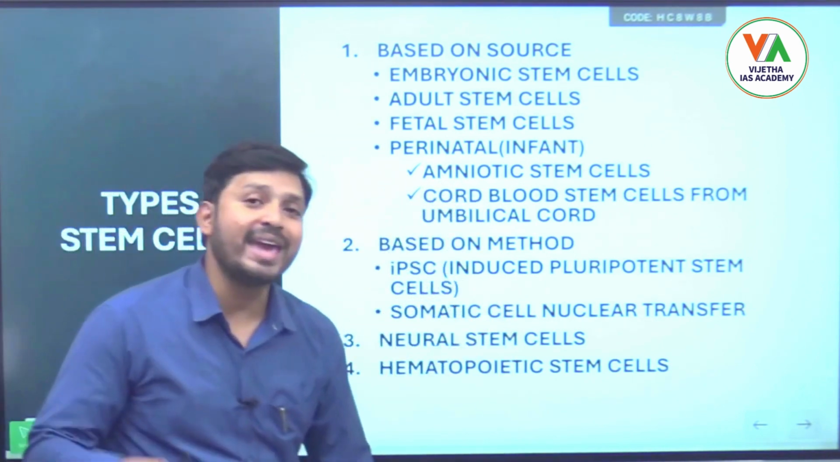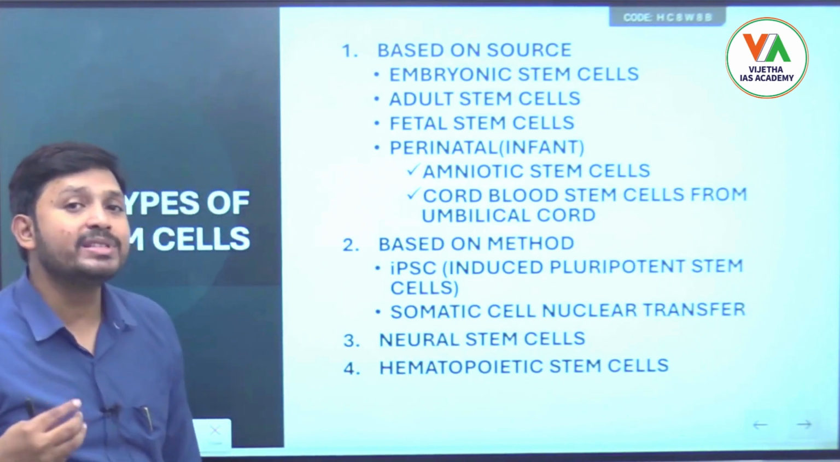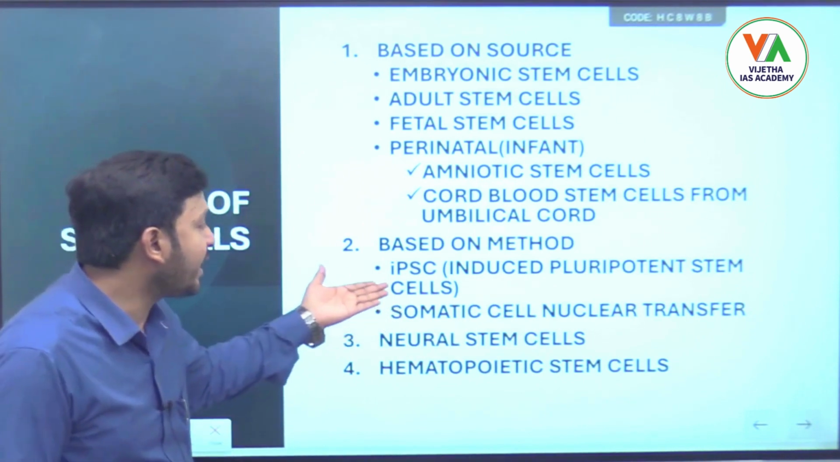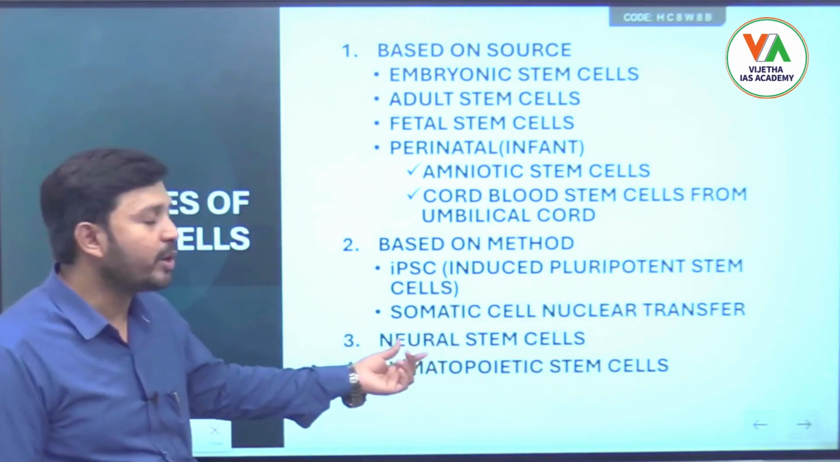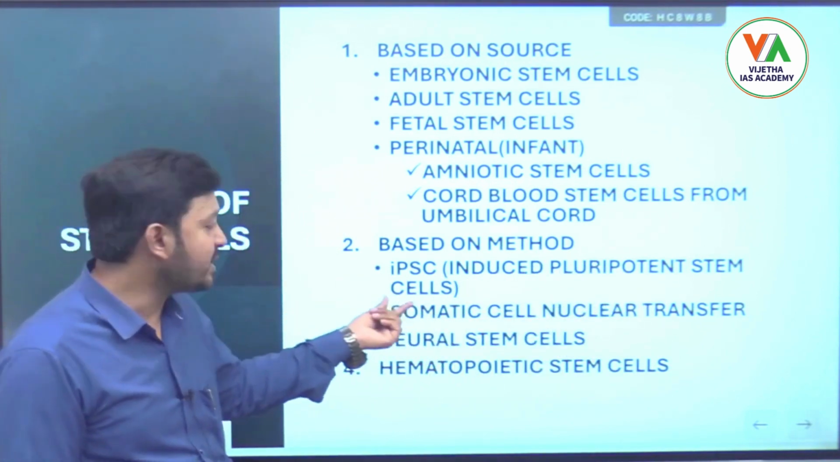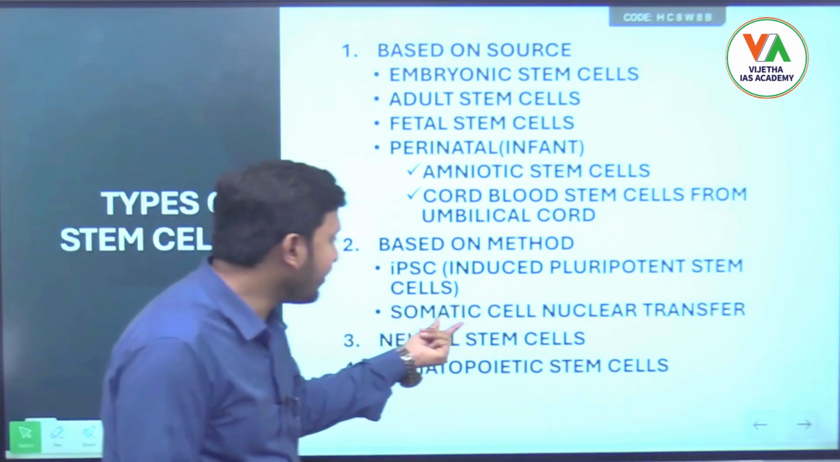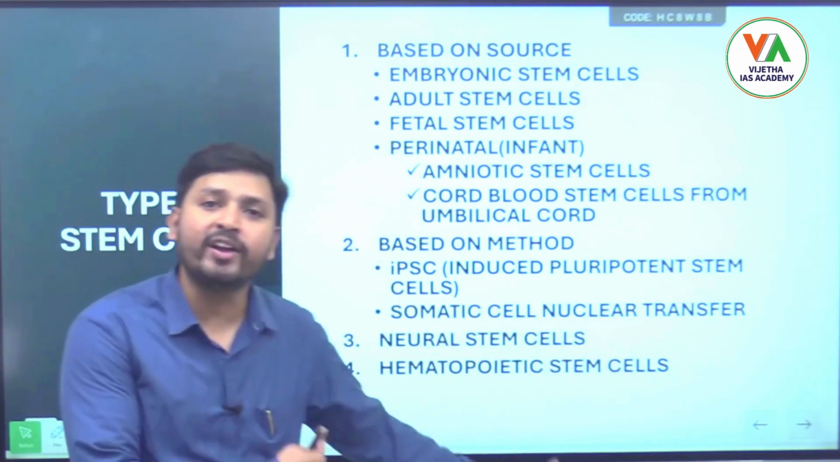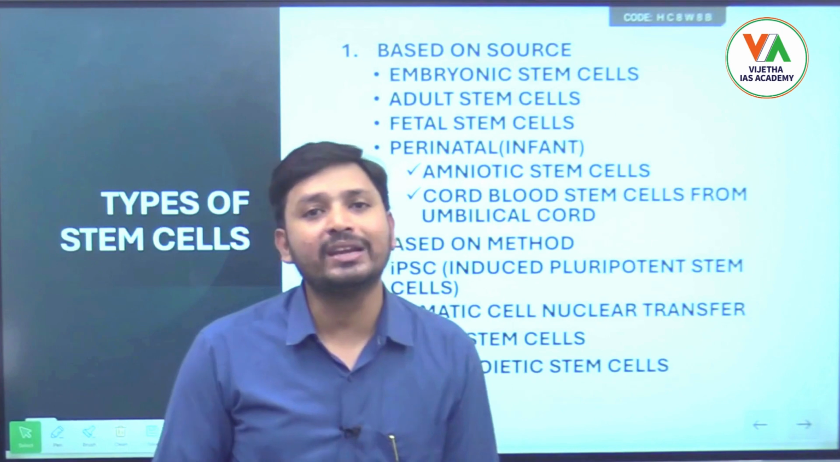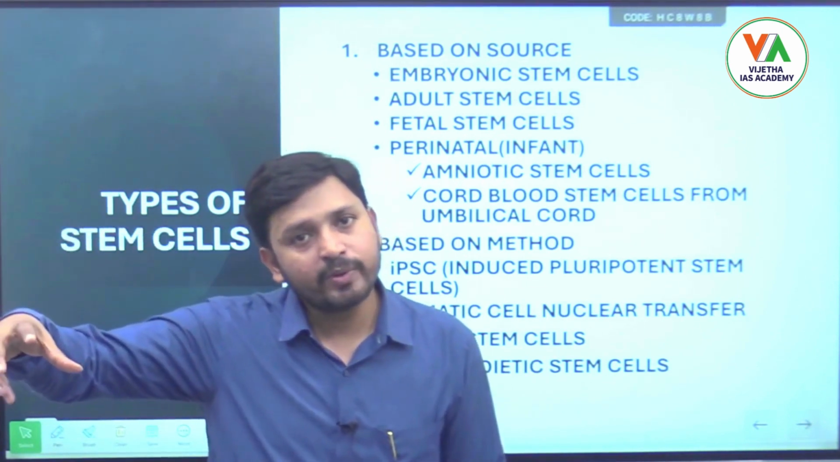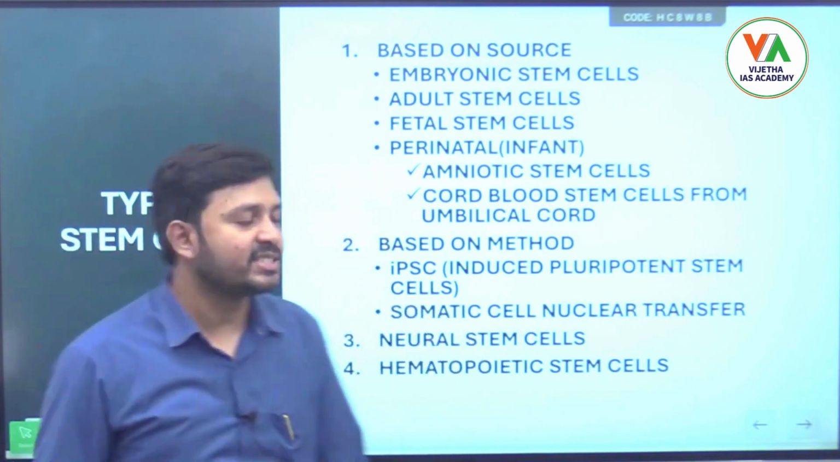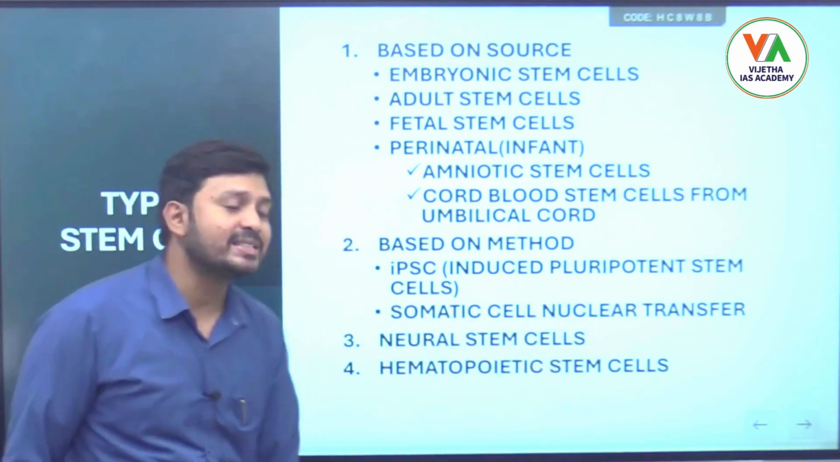So these are based on the source from where they are extracted, and now based on the method, how they are derived. There are different types, like IPSC, induced pluripotent stem cells. I'll discuss what induced pluripotent stem cells are, but remember IPS, induced pluripotent stem cells. And the second one is somatic cell nuclear transfer. Just now we have discussed it, right? In this technique a zygote is formed, then a blastocyst is formed, and from that blastocyst I extract the stem cells.